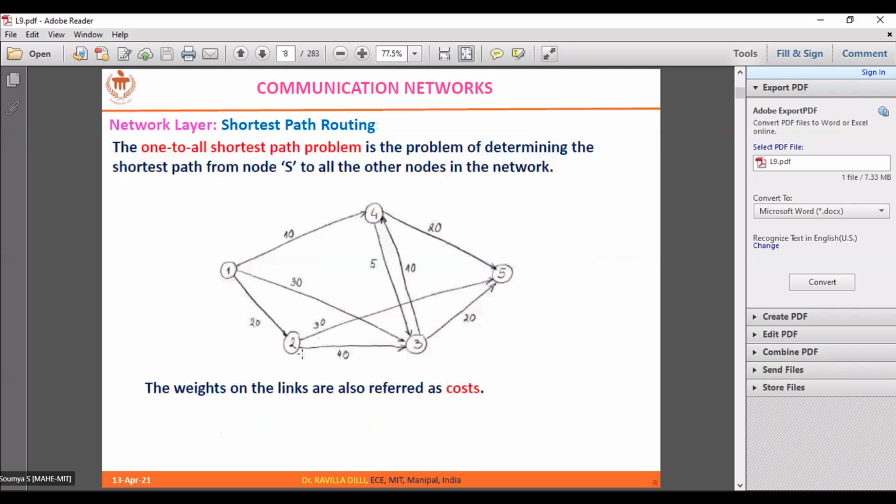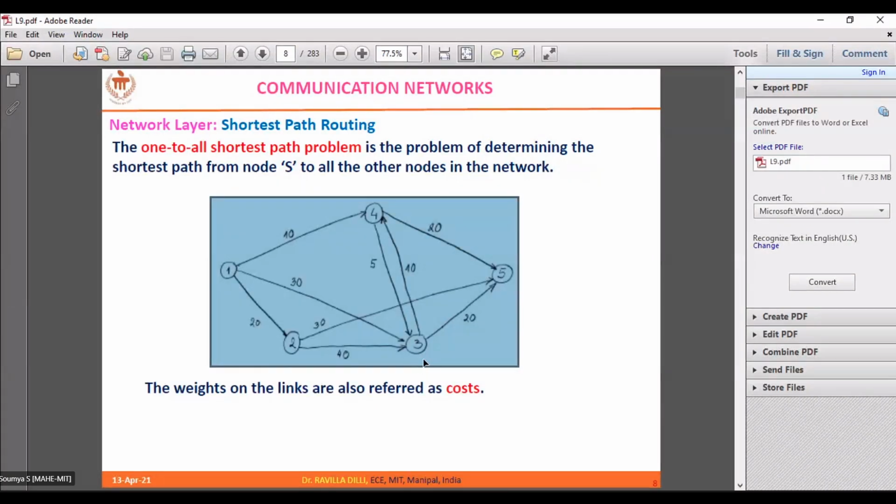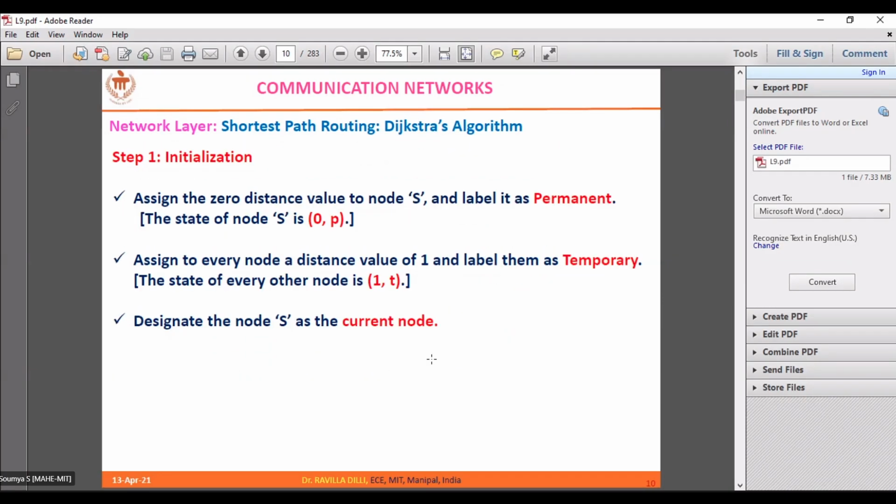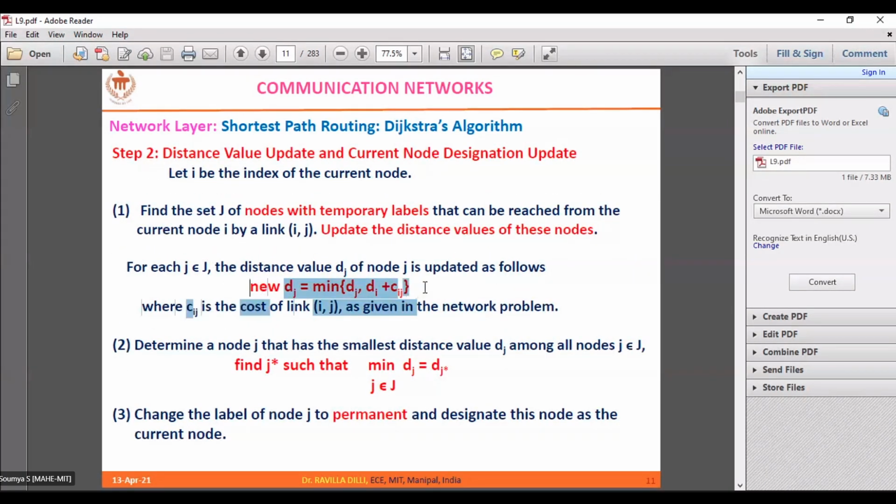Yes, what did we do? Here, let us say we had some 15. We got a value as 15. How did we get that 15? We found out the minimum of what was existing, it was 30. And what did we calculate? We calculated 10 plus 5, 15. Which is the minimum of the two? 15 is the minimum between what was existing, 30, and what we've got now, 15. So that is the minimum. That is what is given over here, where Cij is the cost of the link i comma j as given in the network problem.